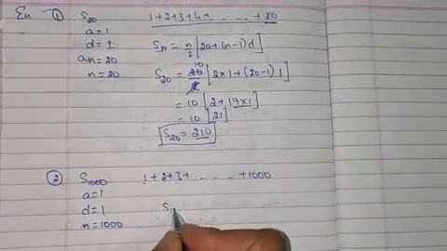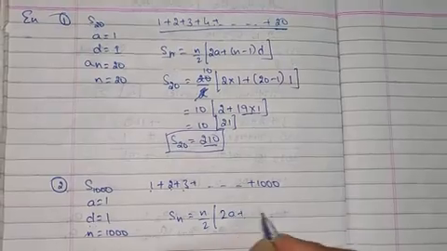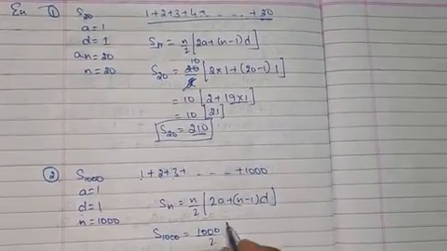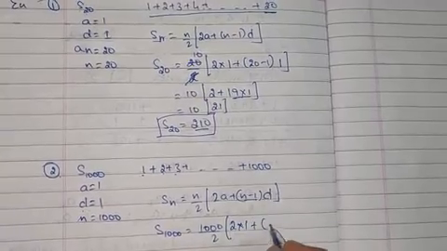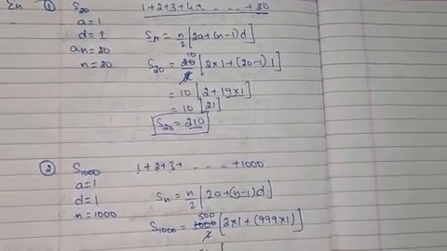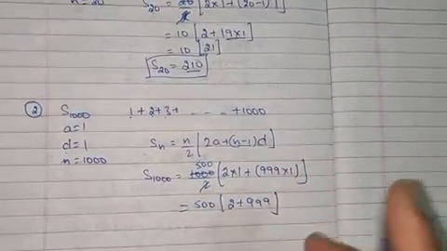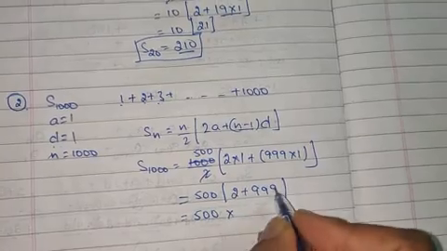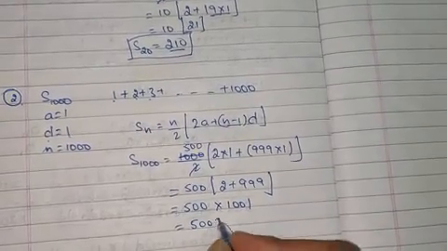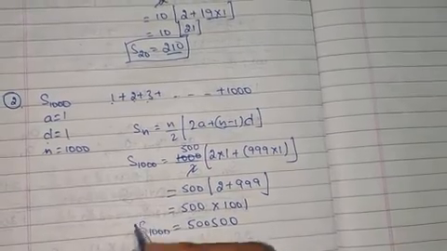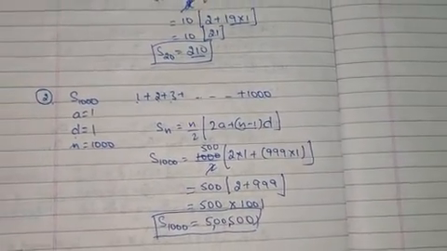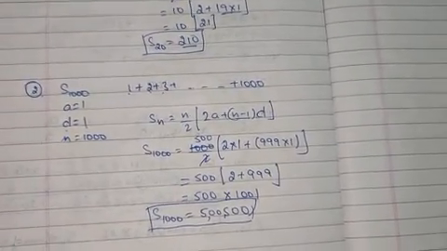So according to the formula, Sn is equal to n by 2 into bracket 2a plus n minus 1 into d. Let us substitute. S1000 is equal to 1000 divided by 2, into 2 into 1 plus 1000 minus 1, which gives us 999 into 1. 500 into, 2 ones are 2 plus 999, which gives us, if you add this, what do we get? 1001. So 500 into 1001 is 500500. So the sum of 1000 terms will be 500500. Isn't it simple? So let us continue and find the sum of first n terms.